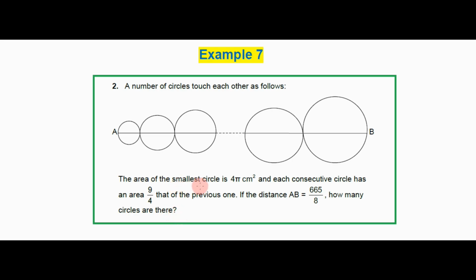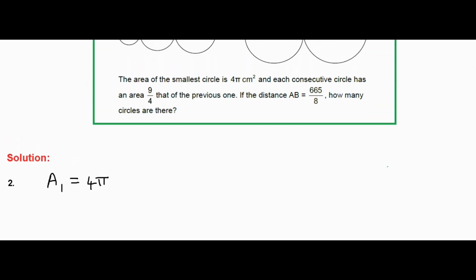So we're going to start by writing down the areas of the first 3 circles. So A1, the area of the smallest circle, is 4 pi. This is given in the question. Then A2, the area of the next circle, will be 4 pi times 9 over 4. And here the 4's cancel. So we're left with A2 being equal to 9 pi.